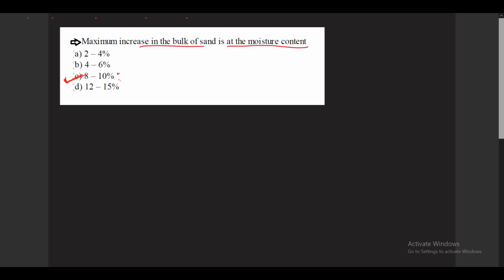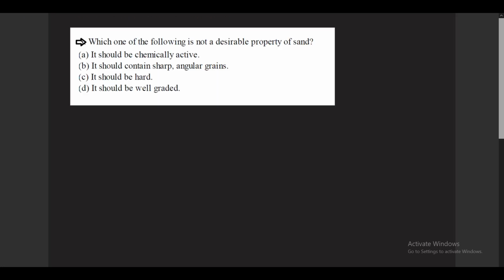Now another question: which one of the following is not a desirable property of the sand. So they are asking, below are the options given, which of the following is not a desirable property.